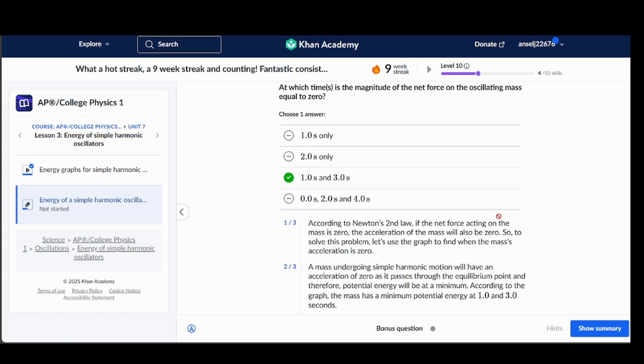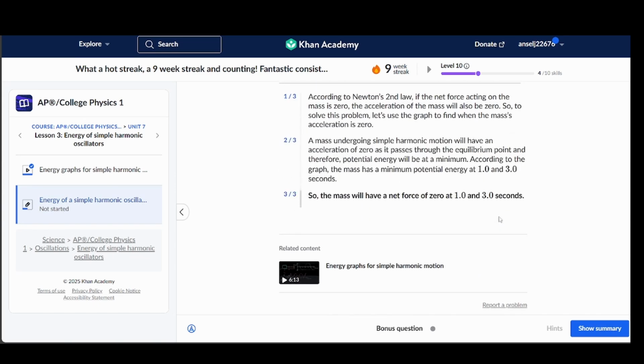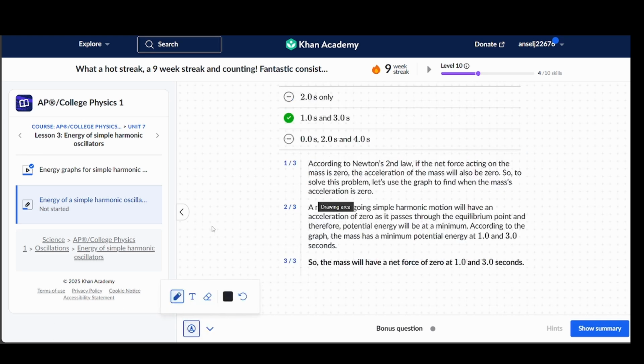Bruh. It's okay. Mass has a minimum potential energy as it passes through the equilibrium point. It will have an acceleration of 0. What? Actually? Yo, wait, this is good information. It has acceleration of 0 as it passes through the equilibrium point.